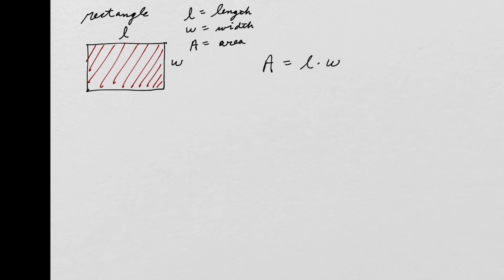Okay, next object is a square. For a square, it really is like a special rectangle where the sides are all the same length. But usually what people do is they just call this length S, for side S. So S is the length of a side.